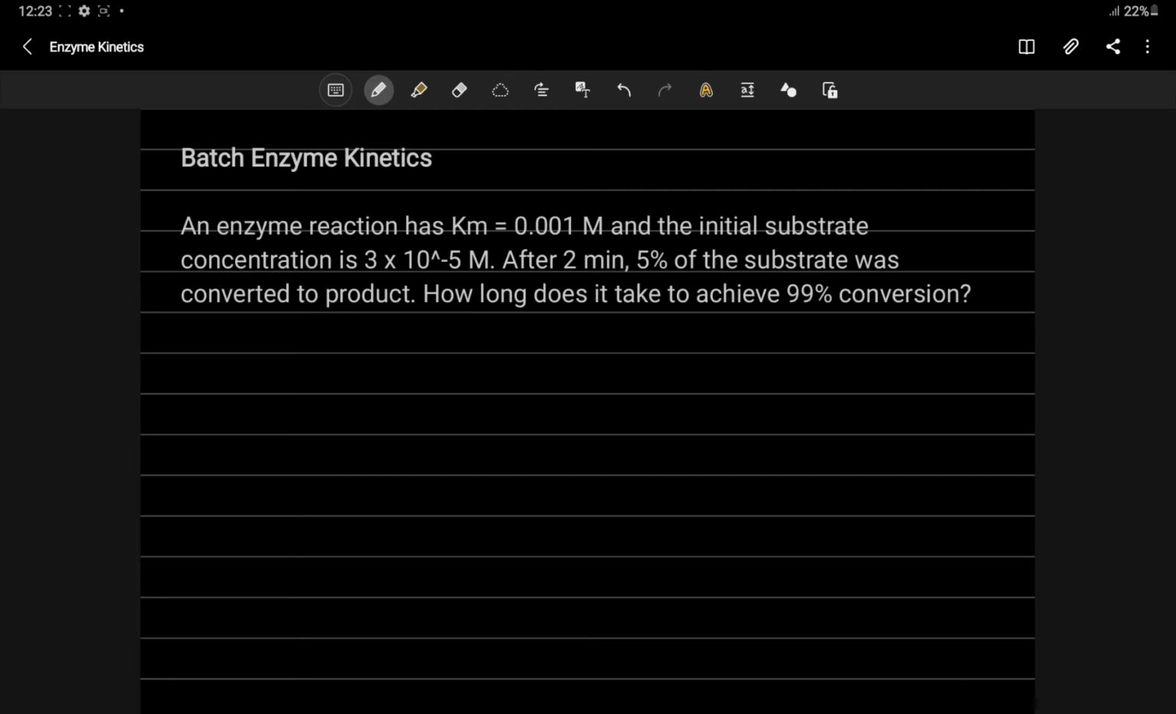So, let's consider this problem. An enzyme reaction has Km equals 0.001 molar and the initial substrate concentration is 3 times 10 raised to negative 5 molar. After 2 minutes, 5% of the substrate was converted to product. Now, the question is how long does it take to achieve 99% conversion?